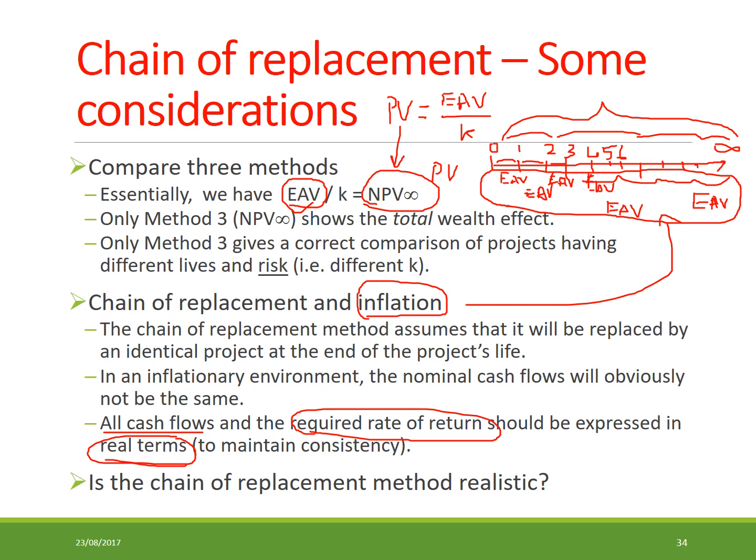So is the chain of replacement method realistic? Obviously, we're not expected to use the same machine or the same equipment 10 years down the track, right? After 10 years, technology might change, and the same technology that we use today may be obsolete, right? So the chain of replacement method has some limitations, yeah? In that we assume that in the future, when we replace an equipment, we replace it with the same identical project, yeah?